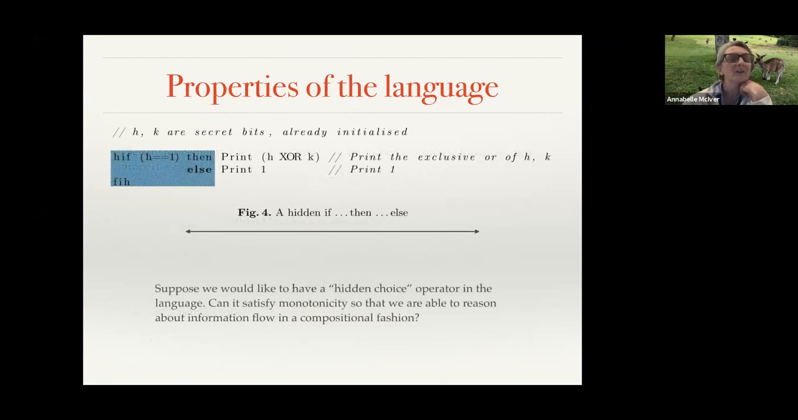One of the things we looked at, as a straw man, is whether we can have a hidden choice construct in our language that would be compositional. What I hope to show you is that no, you can't. So what is a hidden choice? Well, I've called it hidden if. If H and K are secret bits, we can branch according to the value of the secret bit H. If it's hidden, then the adversary can't see the evaluation of the if, but might be able to see, as in this example, observations from what happens depending on which way you branch. So in this example, if the hidden variable is one, then what's observed is the exclusive OR of these hidden things H and K. Otherwise, the adversary always sees one printed out.